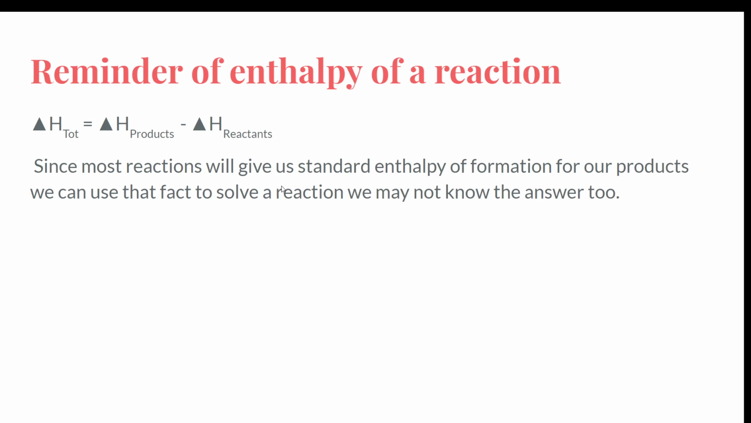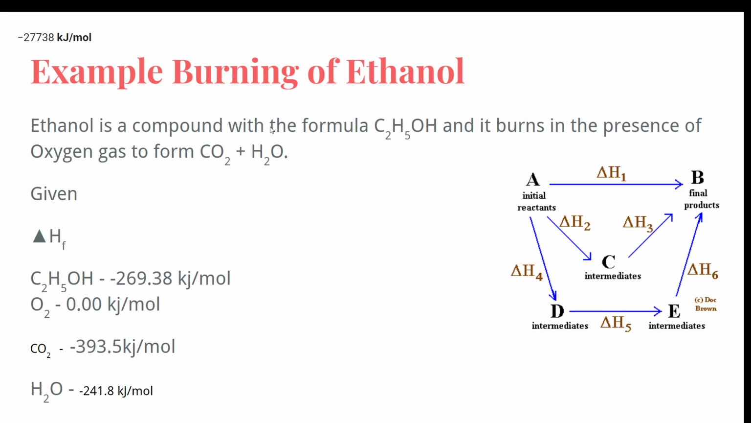And we're going to use some basic functions of this to go ahead and solve. Okay, so we're going to go ahead and use the example of burning ethanol. Ethanol is a compound, and it's C2H5OH. It burns in the presence of oxygen gas to form CO2 plus H2O.